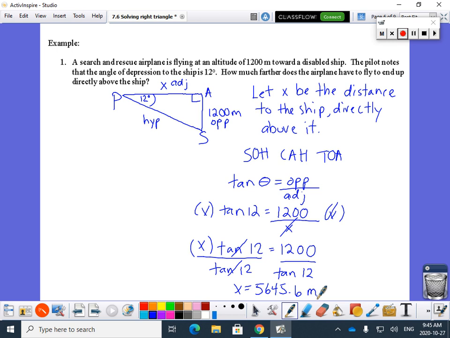Okay, and I'm going to have to do my therefore statement over here. So I said, therefore, the plane has to fly 5,645.6 meters to be directly above the ship.